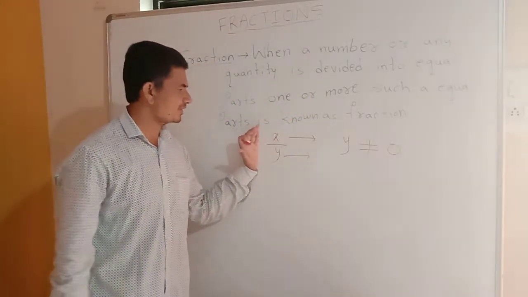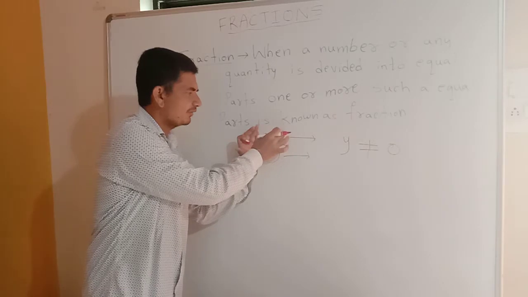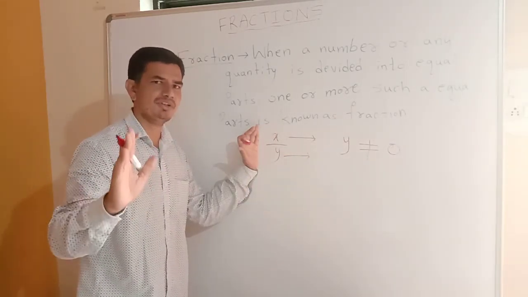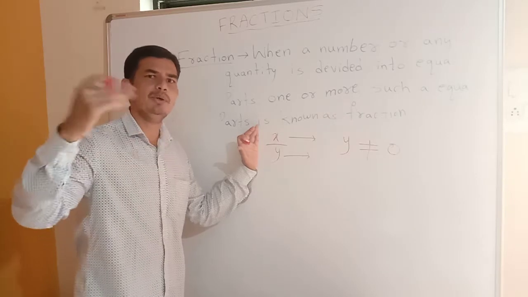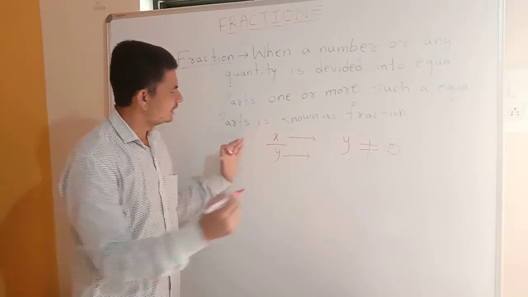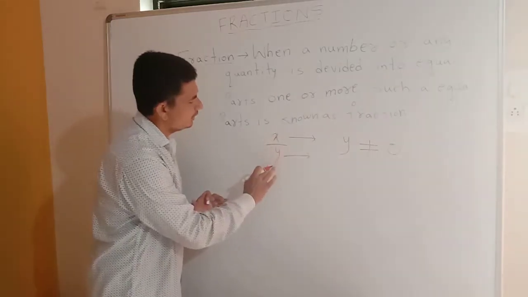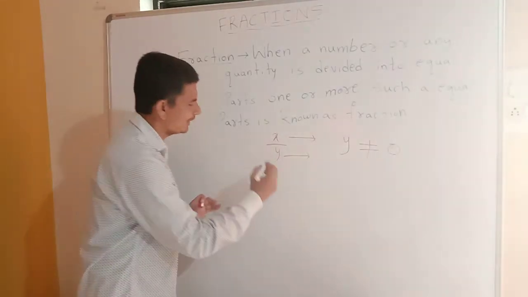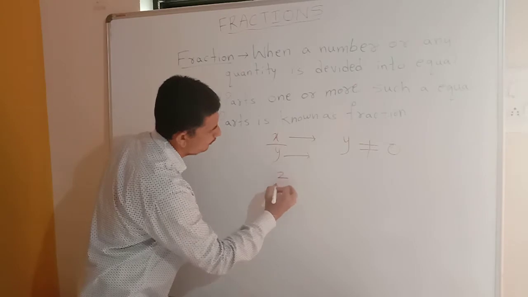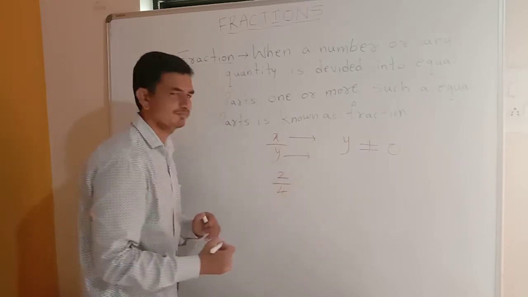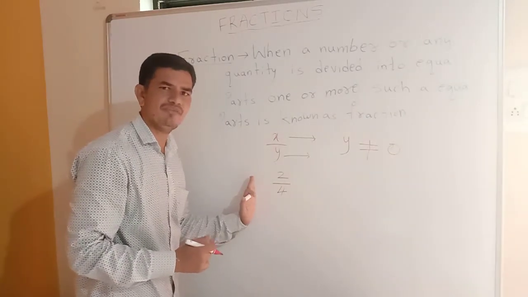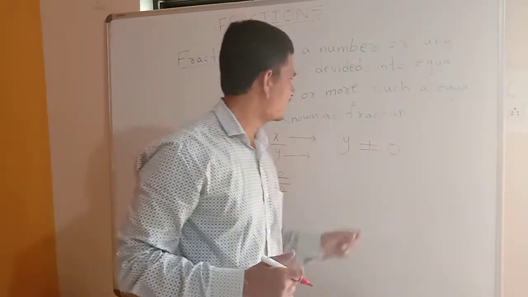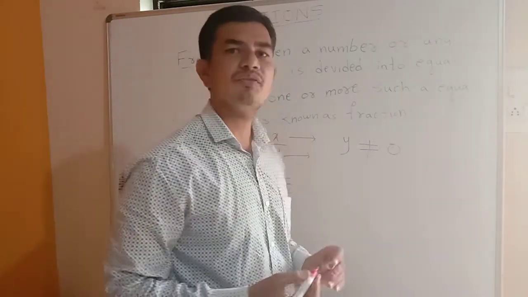The fraction is always in the form of x by y. Two numbers are there, and we have to divide into equal parts. So y should not be equal to 0. I will write an example here. If I write 2 by 4, this is an example of a fraction. Like this we can say that it is a fraction.